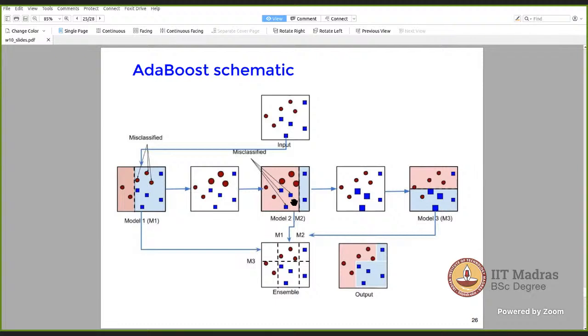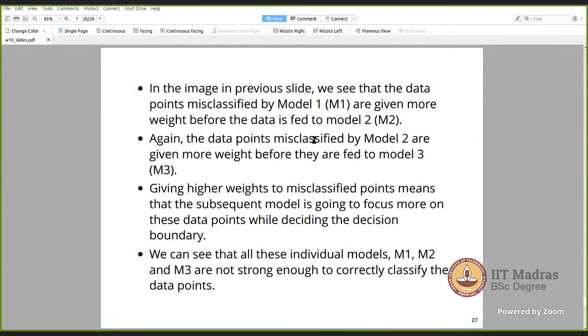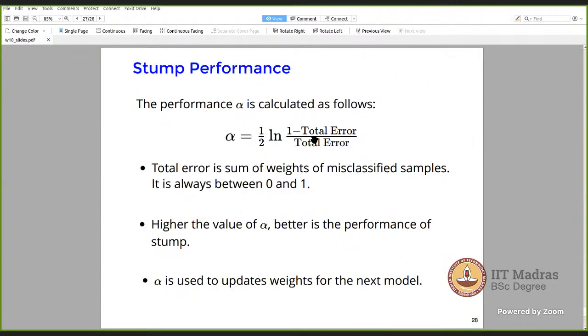Model 2 will also misclassify something, and then we will increase the weights of those and reduce the weights of the others and feed that to model 3 and so on. And for the final prediction, we will consider all the 3 models as per their performance. That will be your final output. This is what we just now discussed.